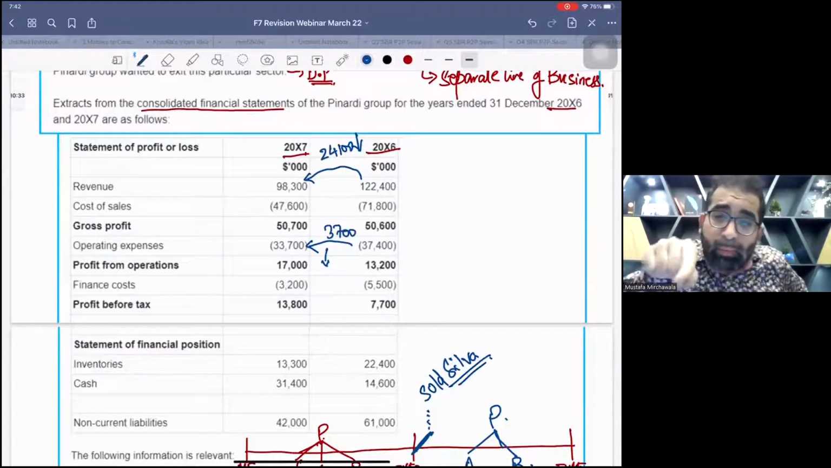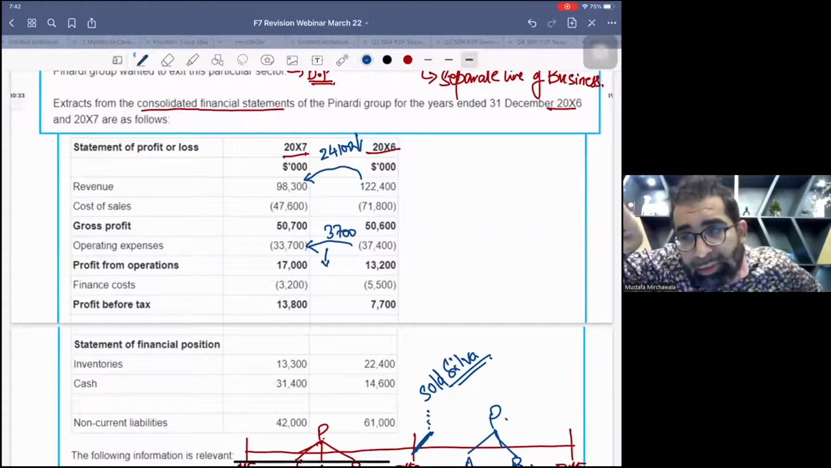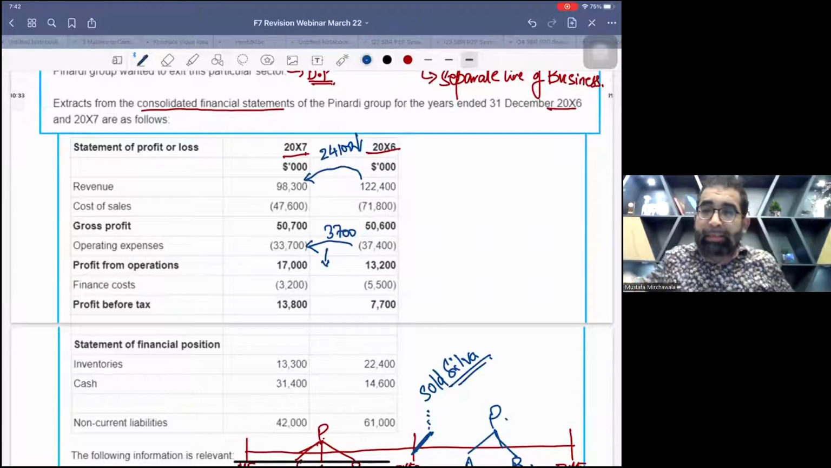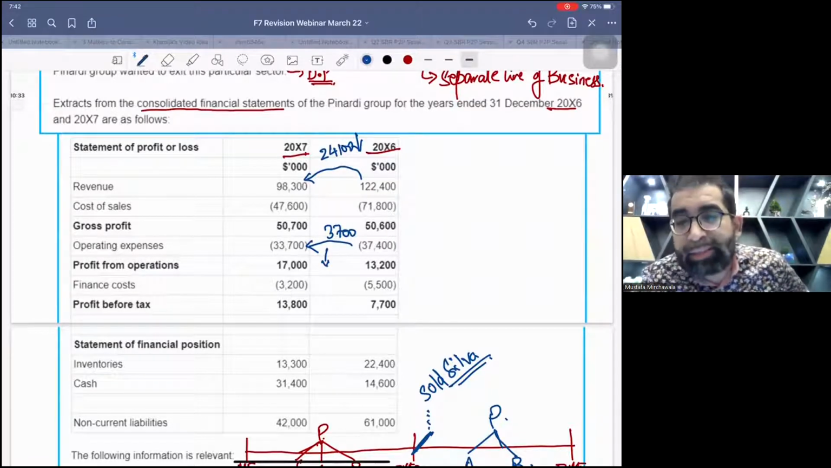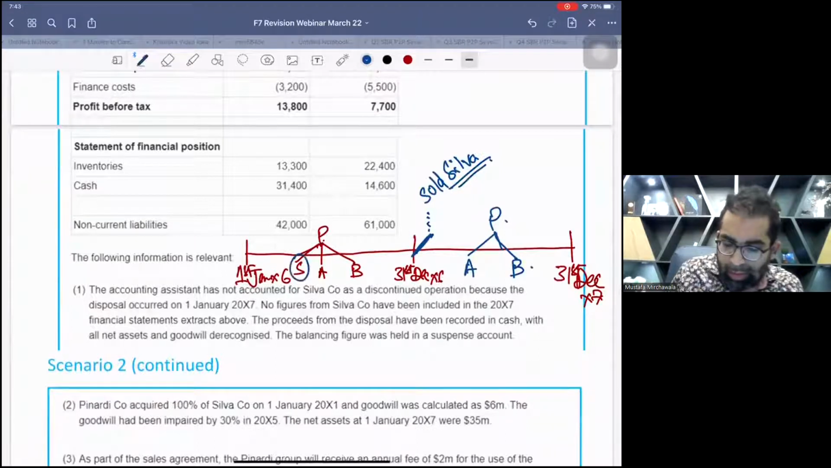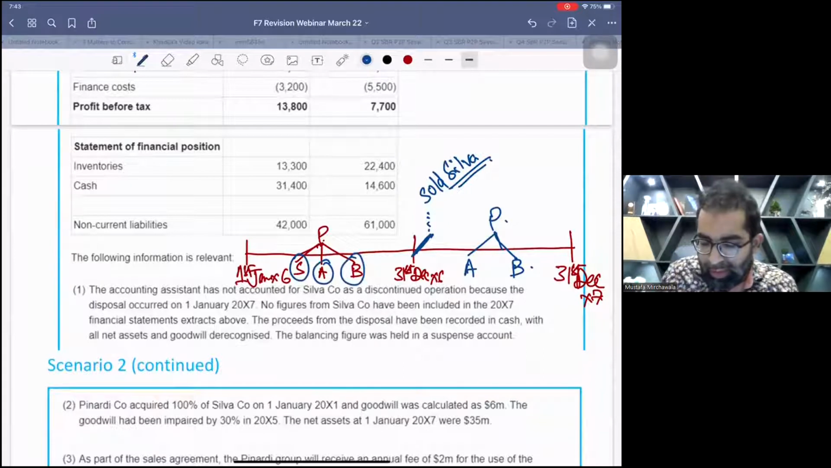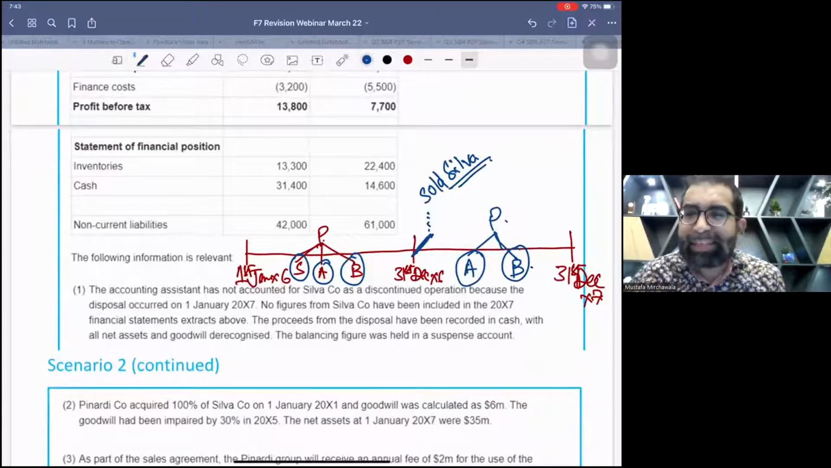Now, use your common sense. One reason for the decrease in revenue is the bye-bye of that subsidiary. Because last year, that subsidiary's revenue was also part of our income statement, but this year it is not. So this is the reason. Let me explain it in a good way. Last year, this S was included, A and B also: S, A and B. S means Silva. This year only A and B. So if you compare last year with this year, this comparison is not good. To make this comparison like with like, we should go back to last year and remove this S.